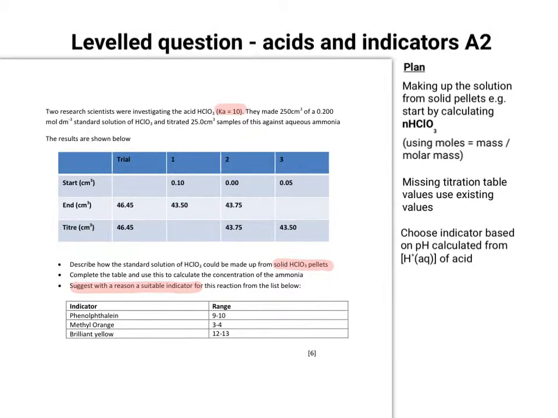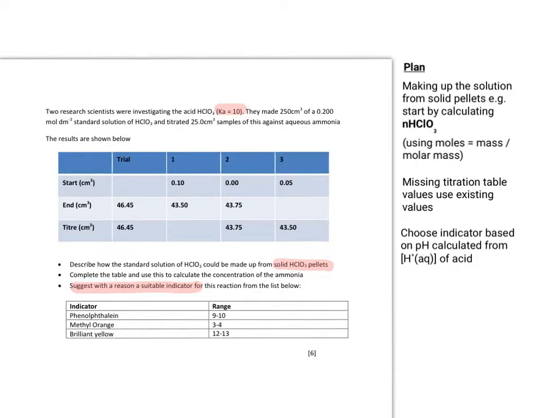So the easy part of the set of tasks is to calculate the missing titration table values, and then slightly harder is choosing the indicator, because you have to work out the pH based on the hydrogen ion concentration of the acid that you're given. So during the course of this clip from now on, I'm going to be moving the page on the left up the screen so we can work our way through the calculations.